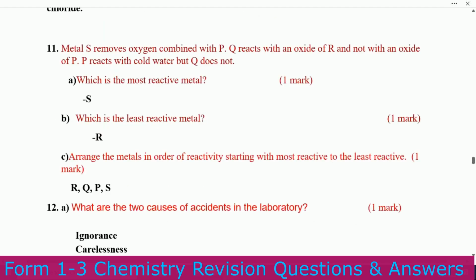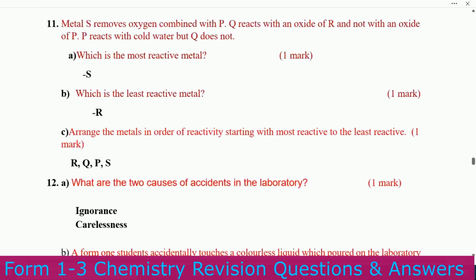Number 11. You are told metal S removes oxygen combined with P and Q. Q reacts with the oxide of R and not with oxide of P. P reacts with cold water, but Q does not. Which is the most reactive metal? That one is S. Which is the least reactive metal? That is R. Arrange the metals in order of reactivity, starting with the most reactive to the least reactive.